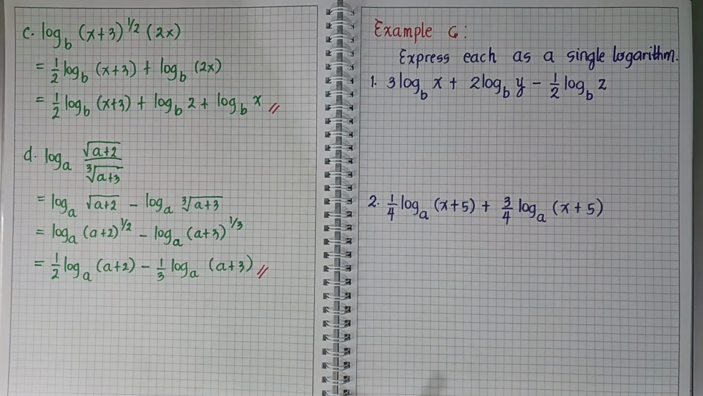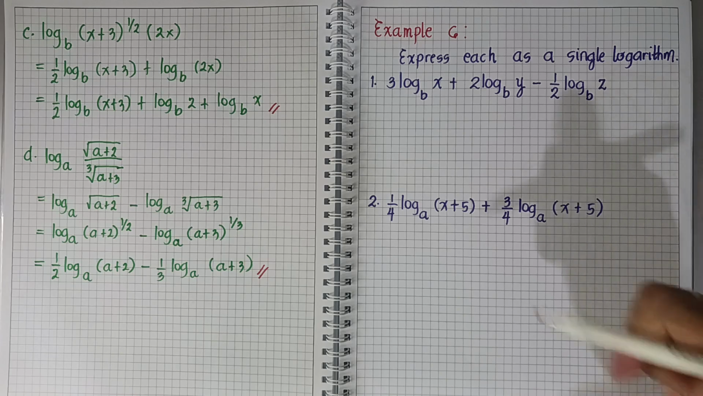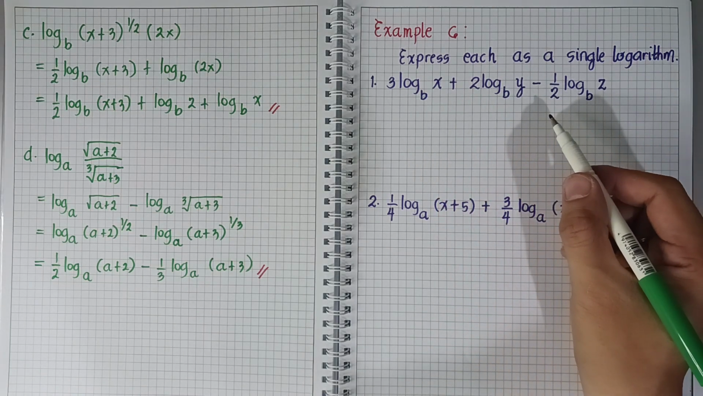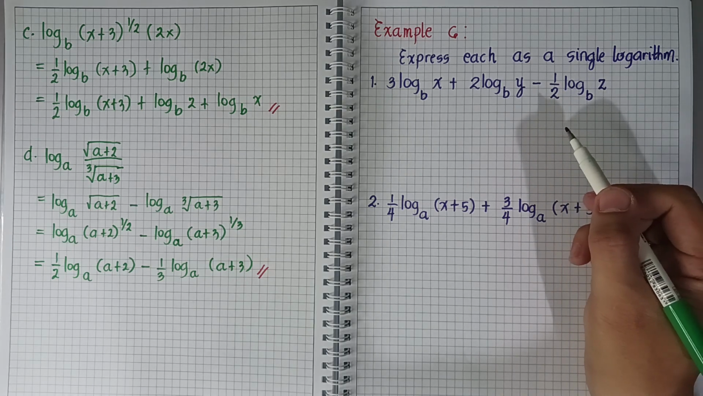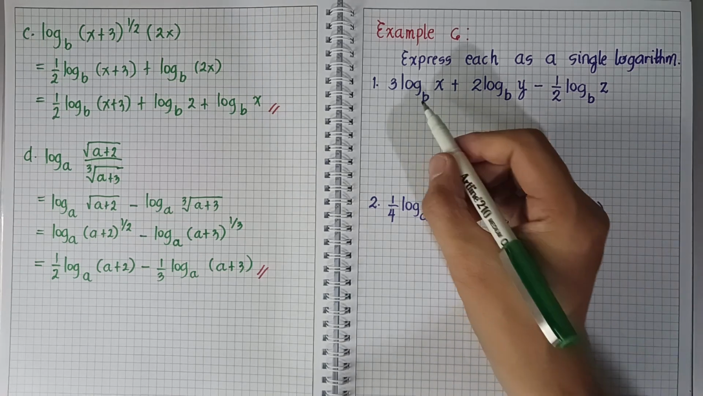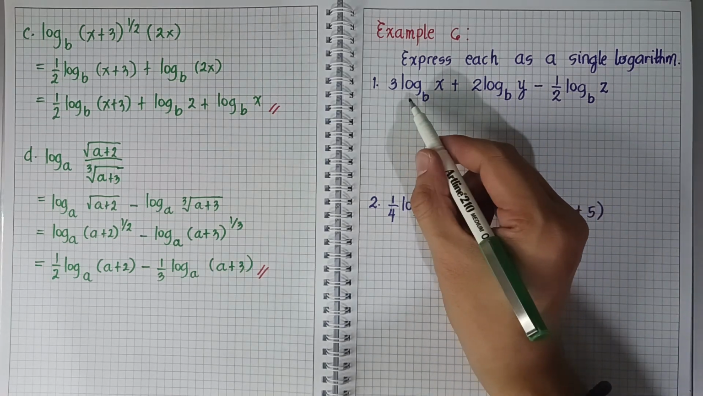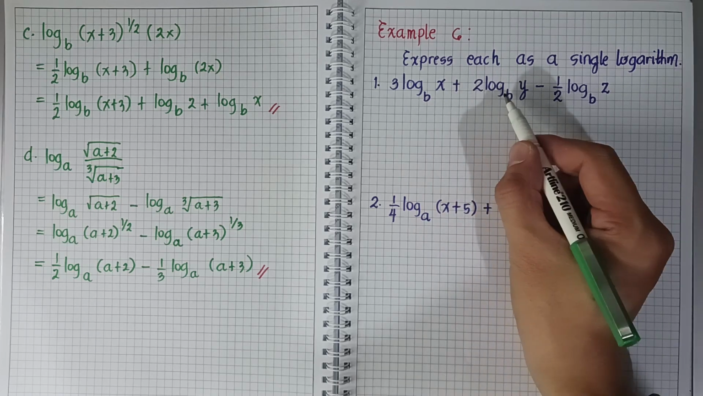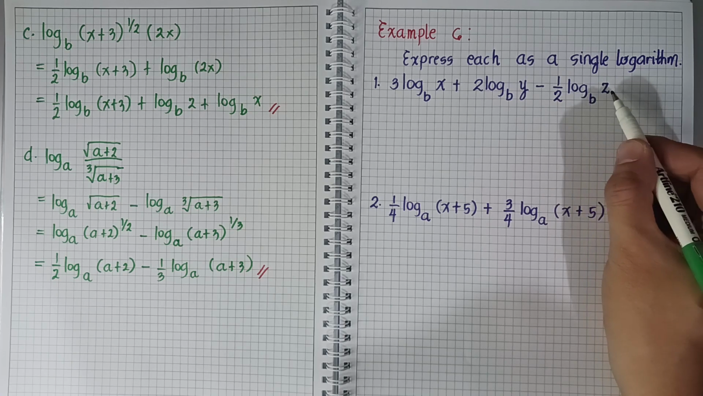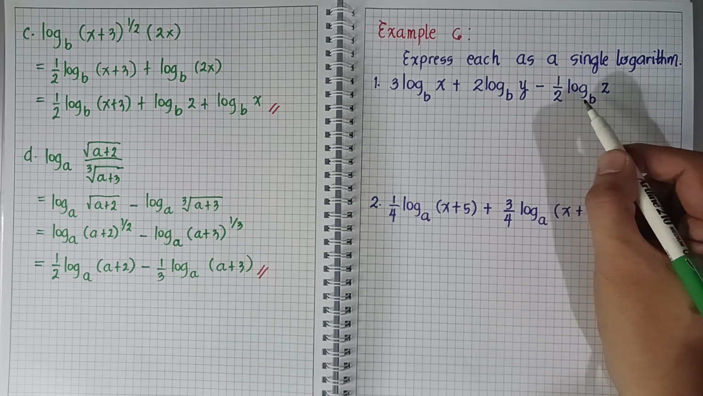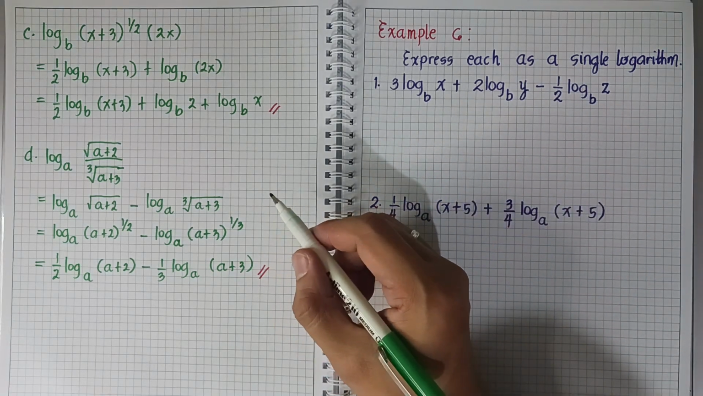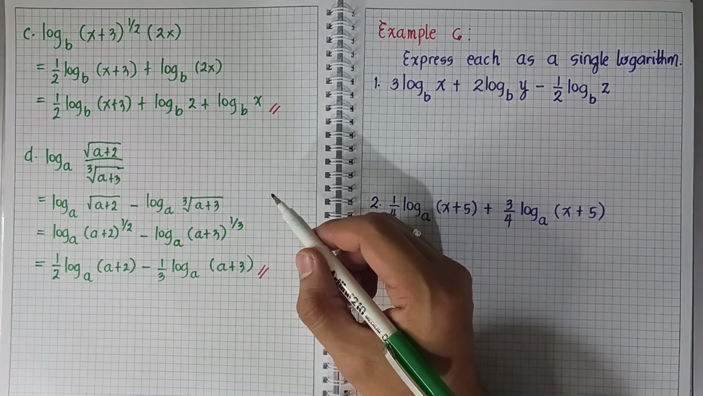Okay, last example. So here, if we notice, guys, it's in expanded form. So our goal here is to express it as a single logarithm. Okay. So, we have 3 logarithm of x to the base b plus 2 logarithm of y to the base b minus 1 half logarithm of z to the base b. So here, guys, as I mentioned earlier, if we can apply the product property and quotient property, let's apply them.